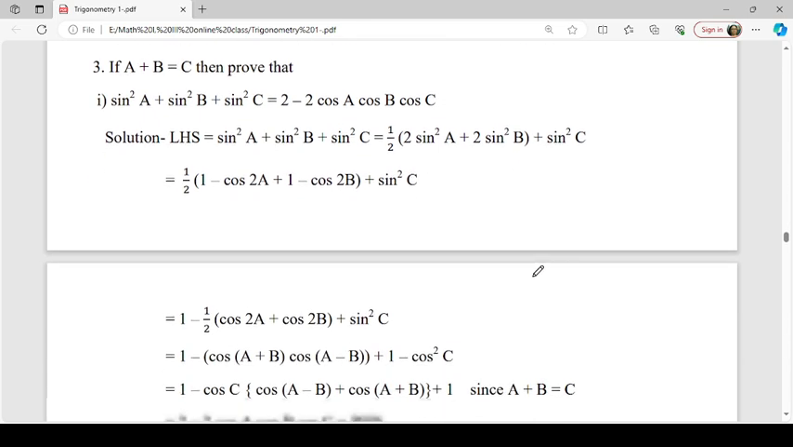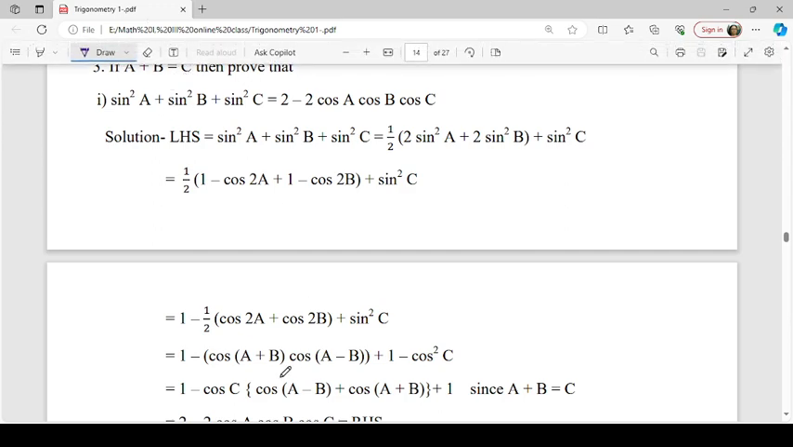This sin square c we write as 1 minus cos square c, because in the right hand side it is non-negative, so we write 1 minus cos square c. So 1 plus 1 gives us 2, then 2 minus cos c times cos of a plus b. In place of a plus b we are writing c, so cos of a plus b is cos c. Then it is cos of a minus b, and this minus cos square c.